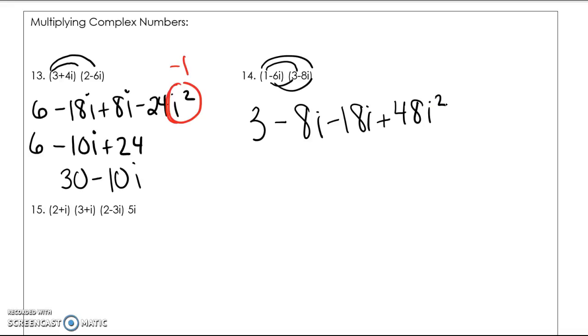Now I'm going to combine my parts. Once again, we'll remember that i squared is the same thing as negative 1. So I'm going to say, okay, well, that's really like a negative 48 plus 3. So negative 48 plus 3 is going to give me a negative 45. And then I'm going to have my negative 8 minus 18. So minus 26i.